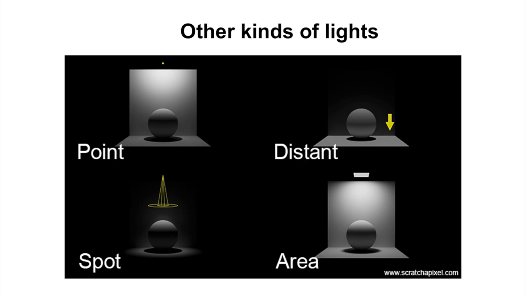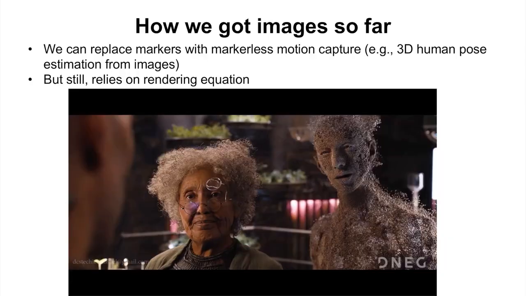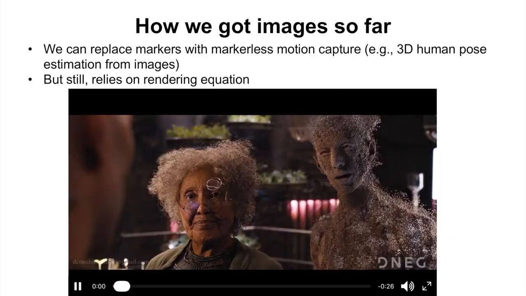Of course, there are many kinds of light: point source light, distant light, spot, area. There are many lights, but these are some very narrow lights. But the environmental map gives a global light. And let's see this video.